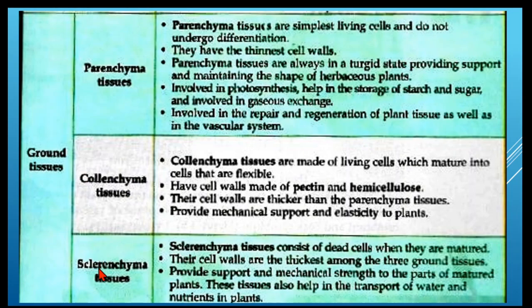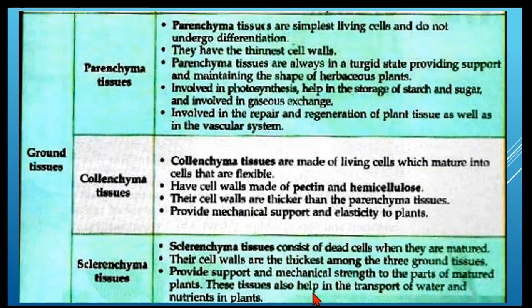Okay, sclerenchyma tissue consists of dead cells; when they are matured, the cell will die. Okay, consists of dead cells, so they become tissue. So these tissue cell walls, the walls are the thickest among these three types. This one has the thickest wall, to provide support and mechanical strength to the parts of the matured plant.